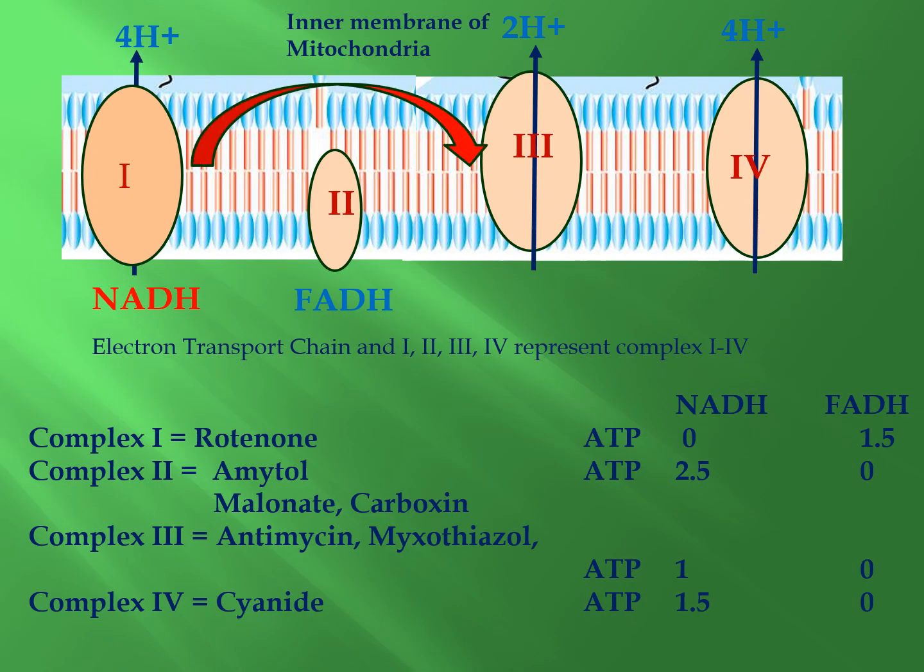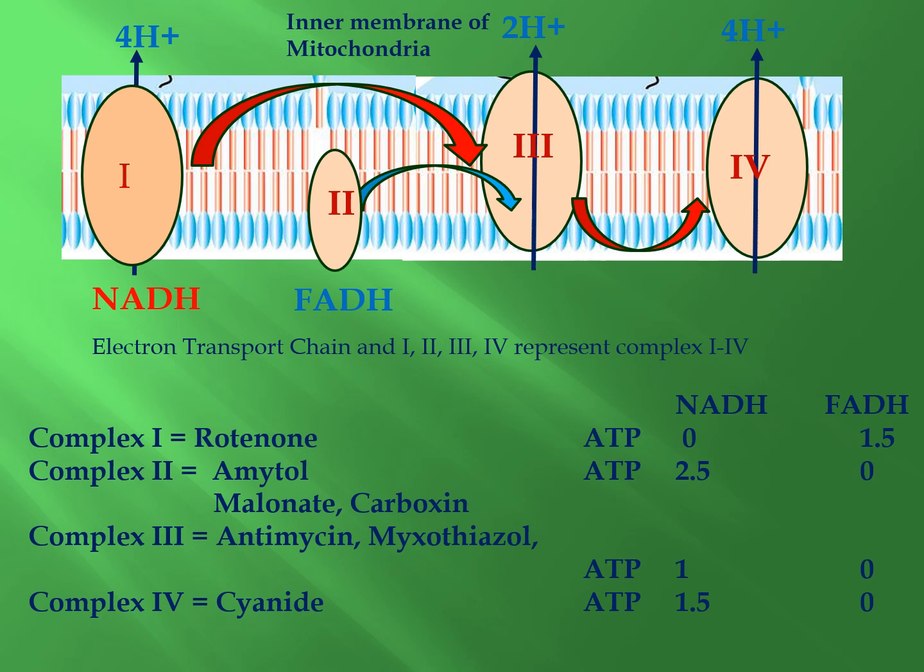This is what I was talking about. NADH gives its electrons to the pathway of complex 1, 3 and 4. This is the transport of the electrons, and with FADH the transport of electrons is from complex 2 to complex 3 to complex 4. Now let's take up one example.